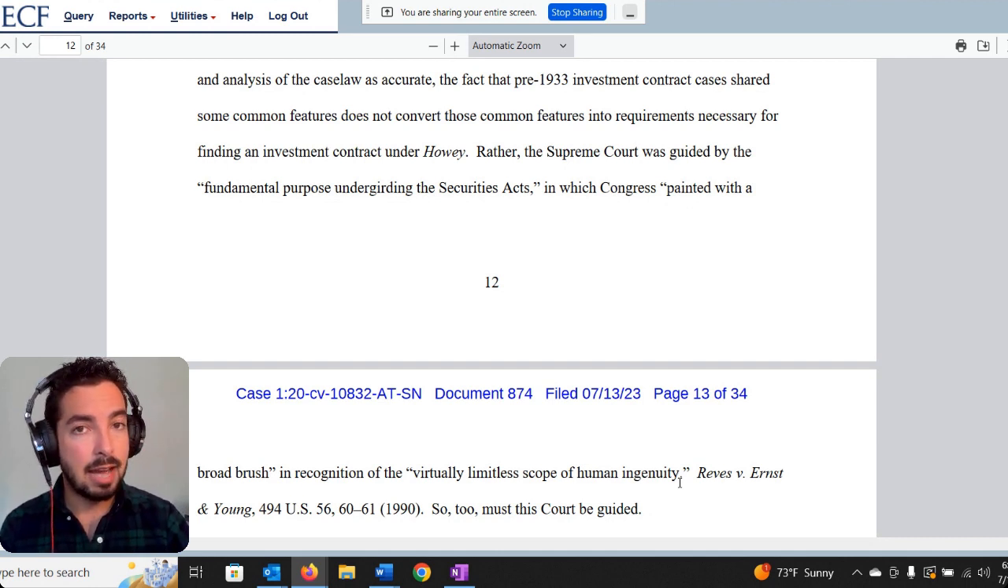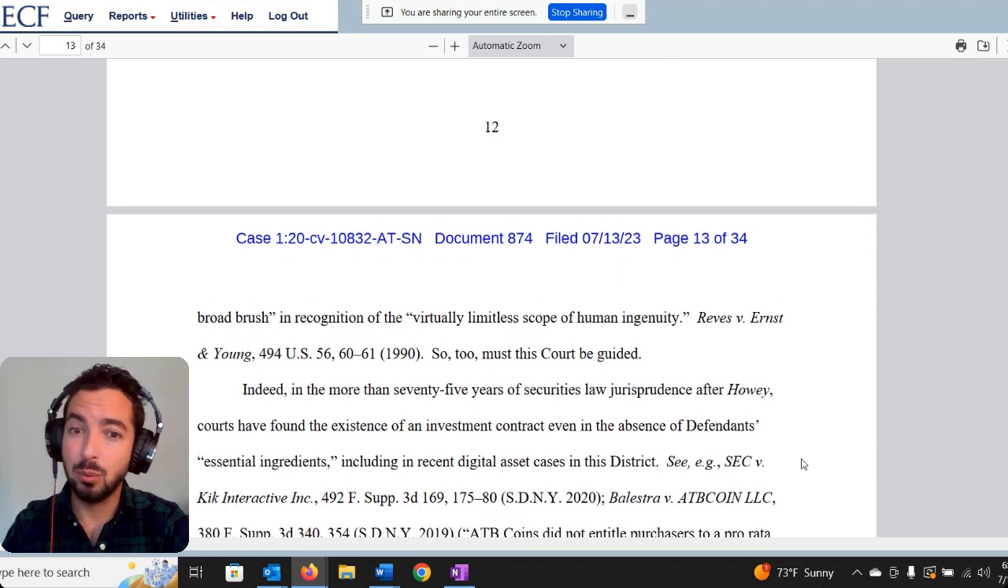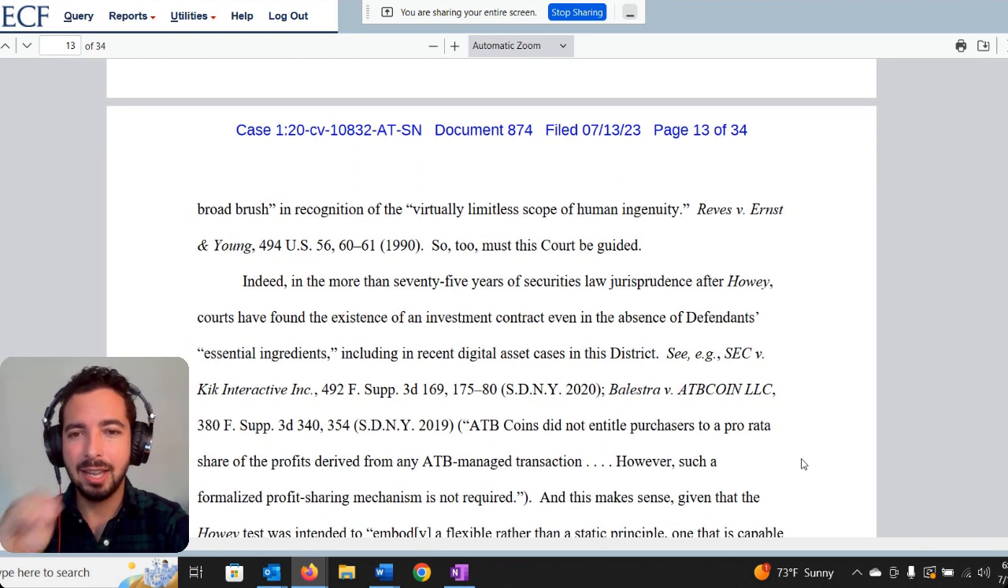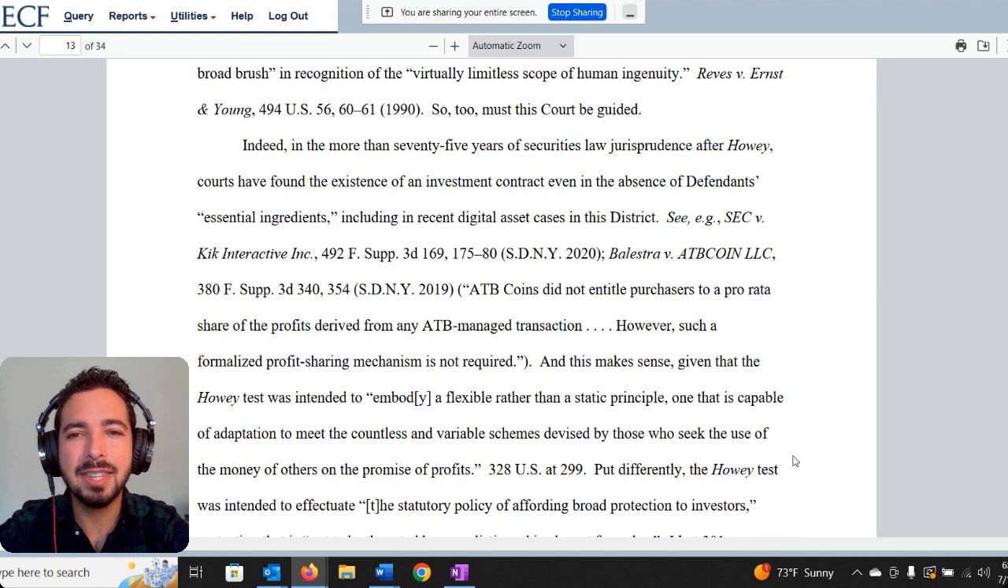As a citizen, as a lawyer, as just a thinking human being, that's extremely frustrating because I'd like to have some knowledge as to whether or not I'm doing something wrong, which is exactly how we got into this mess with the Ripple case in the first place. So maybe we should have bright line tests. Congress, think about that one. So too must this court be guided.